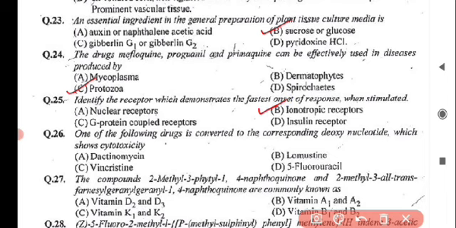Next question is, one of the following drugs is converted to the corresponding metabolite which shows cytotoxicity. And the correct answer for this is option D, that is 5-fluorouracil.